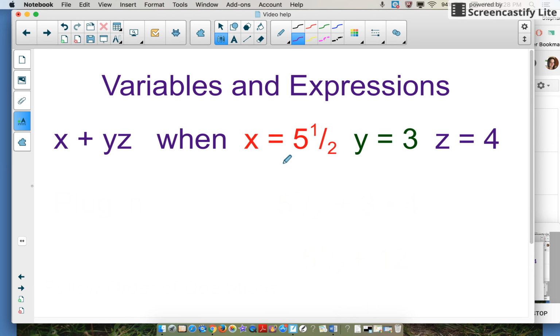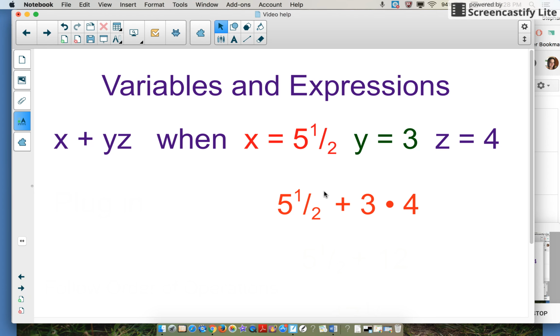First thing we need to remember is yz. Yz is next to each other. When they're next to each other, that means we are going to end up multiplying. So when I go to plug in all of the numbers instead of the letters, I know that between the y and the z should be a multiplication problem. So the first thing I do is I plug it in and I get 5.5 plus 3 times 4.